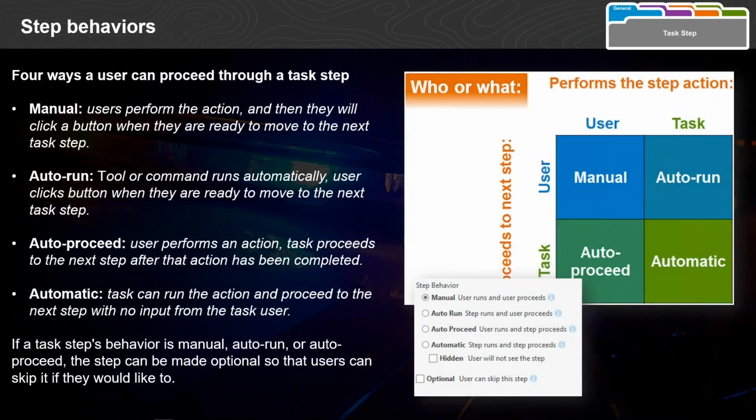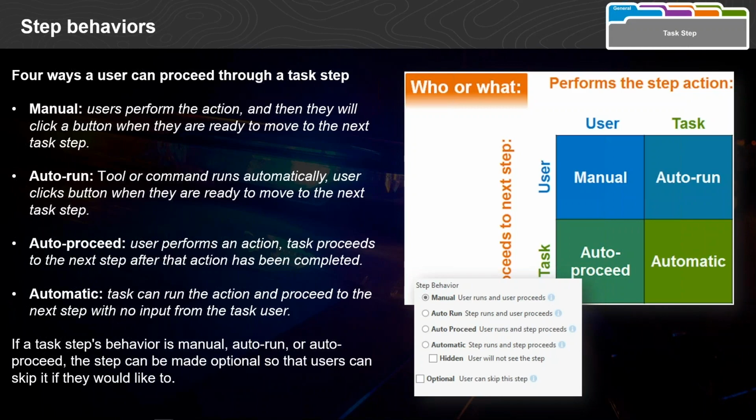So when it comes to step behaviors, there's basically 4 ways that you can configure a user to proceed through a test step. First is manual, which is the user is going to run the action. They're going to press a button that says run. That's going to run that command or geoprocessing tool. And then once that is complete, the user would then have to press a button called proceed to move to the next step in the overall task.